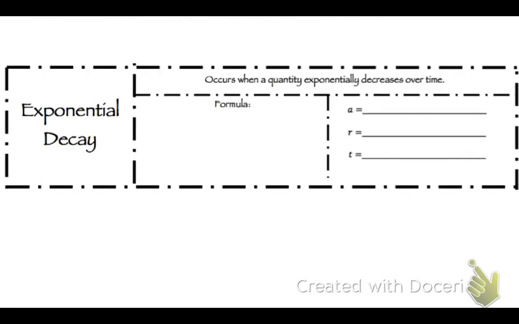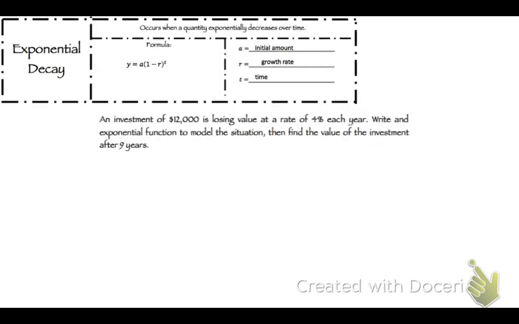Now exponential decay, same equation, we just have a minus sign in between. So y equals a(1 minus r)^t. A is the initial amount still, r is the rate, t is time. So let's look at this one. An investment of $12,000 is losing value, so that tells you it's a decay, at a rate of 4% each year. Write an exponential function to model the situation, then find the value of the investment after 9 years.